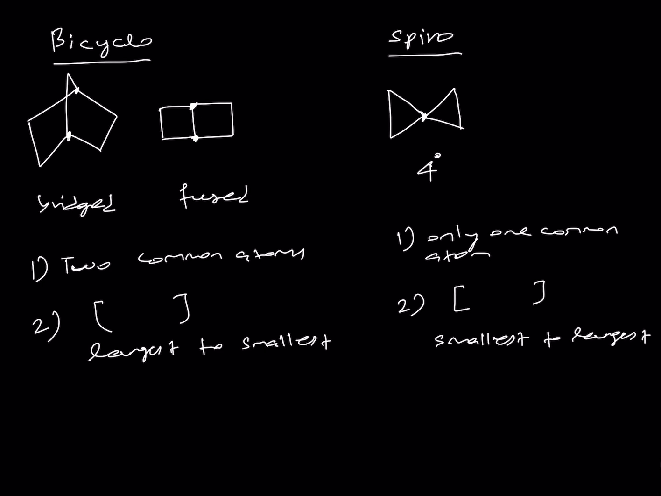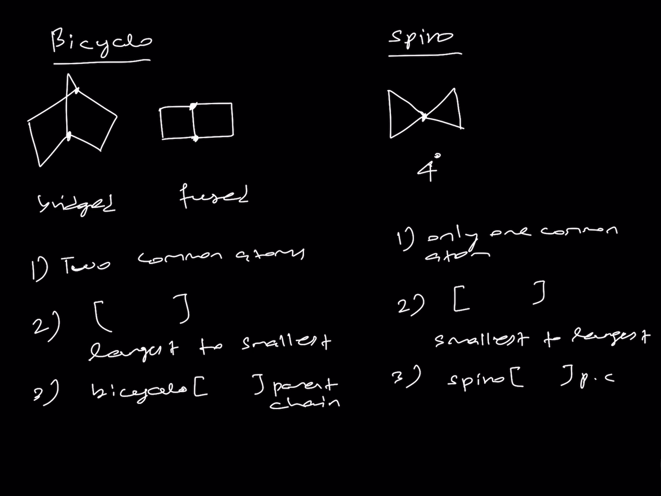Smallest to largest. Basically, here the secondary prefix is bicyclo. So bicyclo, and then the numbering in the square bracket, and then the parent chain. Here that secondary prefix is Spiro, not bicyclo. So Spiro, then the numbers in the square bracket, and then the parent chain.